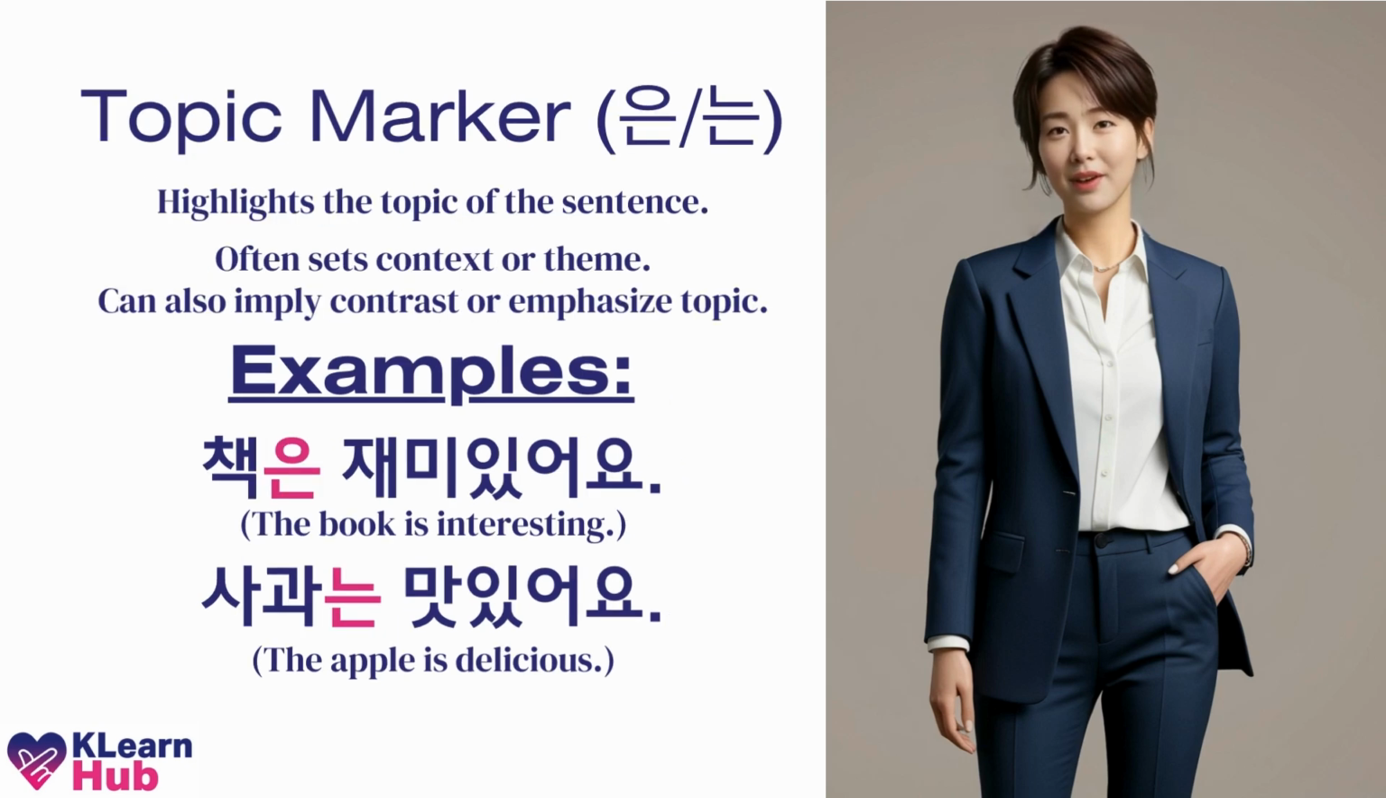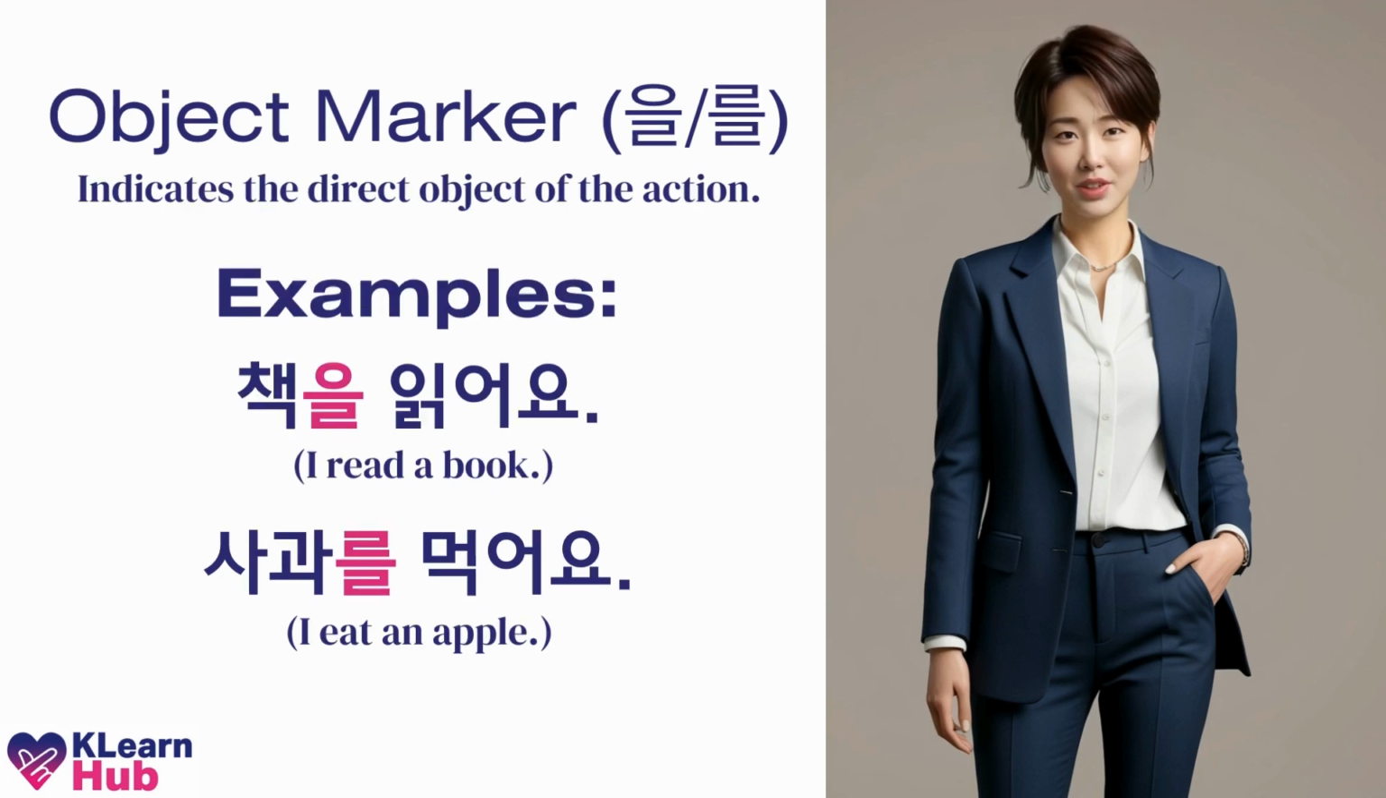Next, let's look at the topic marker, which uses 은 for the consonant ending and 는 for the vowel ending. The topic marker highlights the topic of the sentence. It often sets the context or theme and can also imply contrast or emphasize the topic. Let's look at some more examples, and again the first is, the book is interesting. 책은 재미있어요. And the second is, the apple is delicious. 사과는 맛있어요. The only difference is that we are using topic particles instead of subject particles, because the context has already been set.